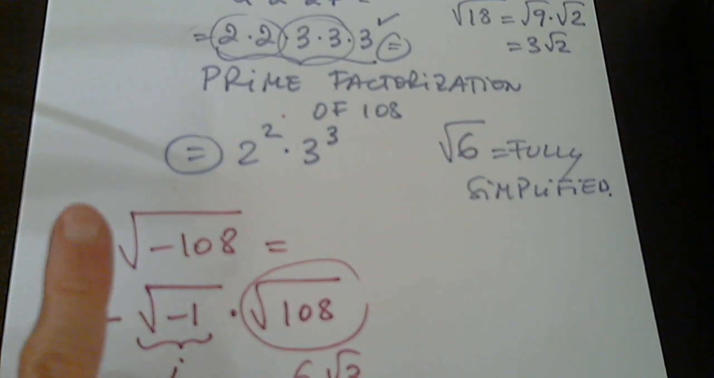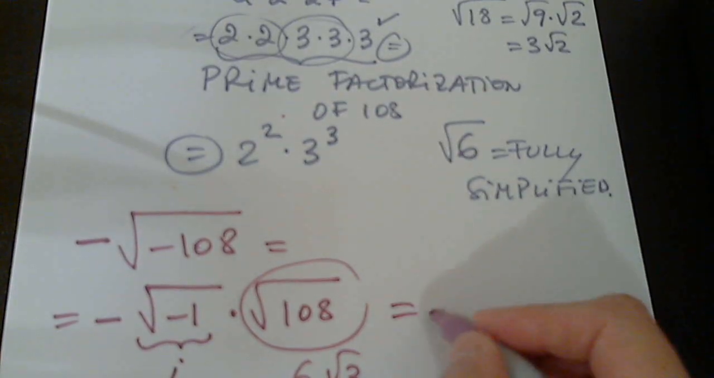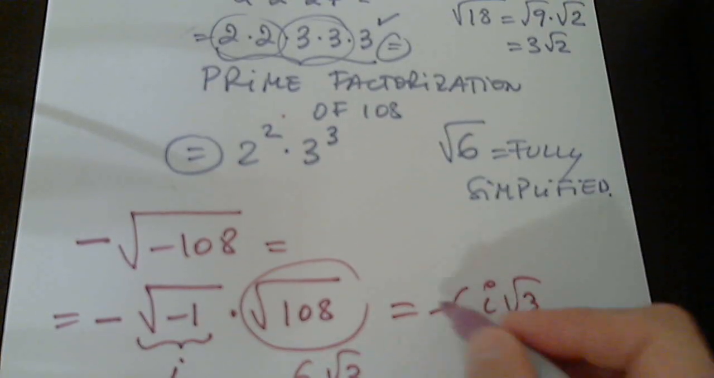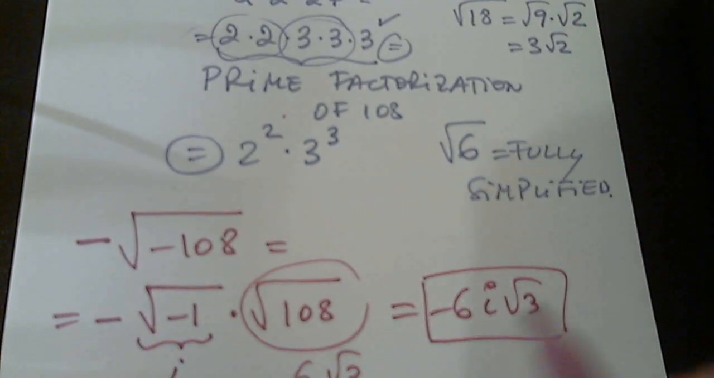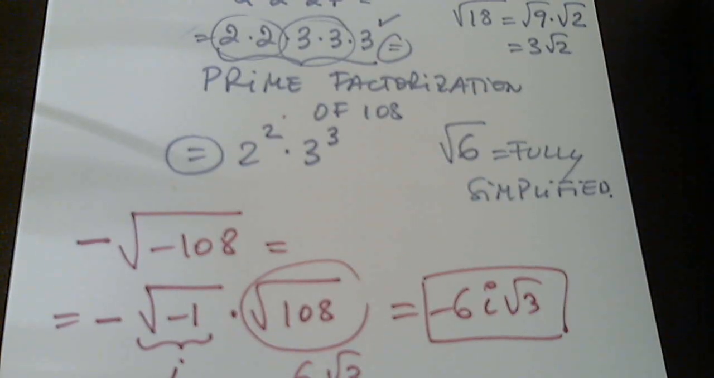The negative stays out where it is. Negative 6i, the square root of 3. And this is the final answer. And it's not a real number. So, negative 6i, the square root of 3. Okay?